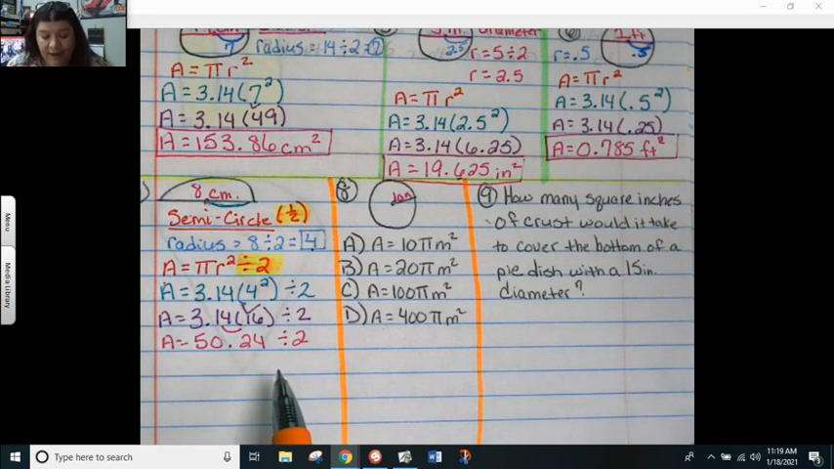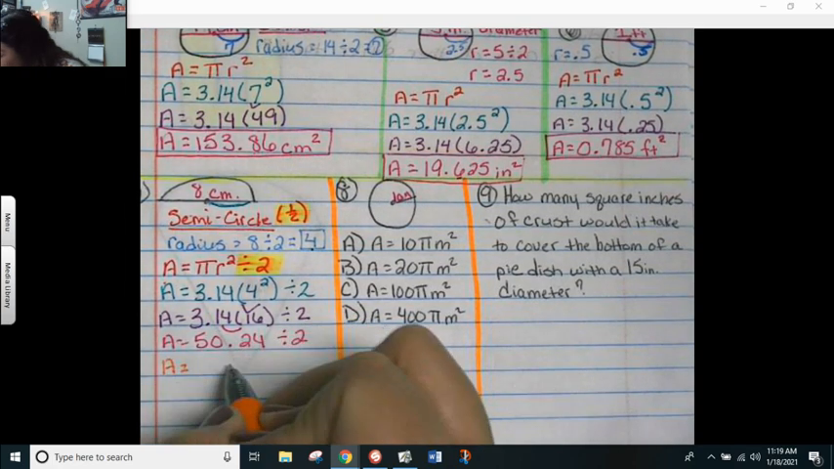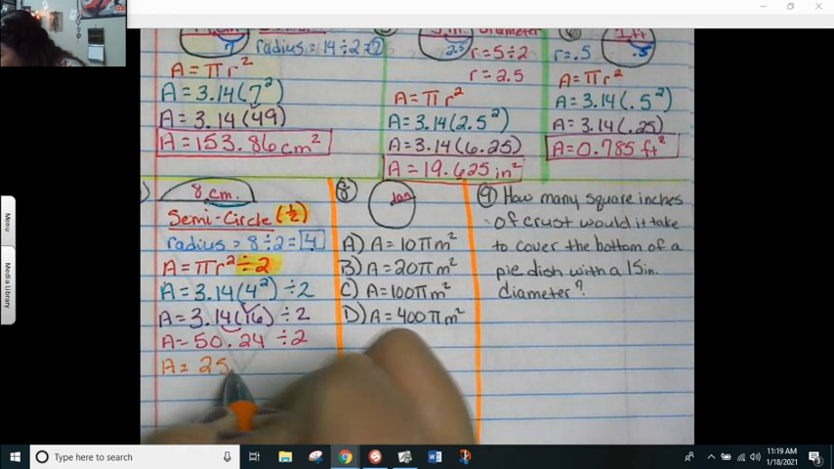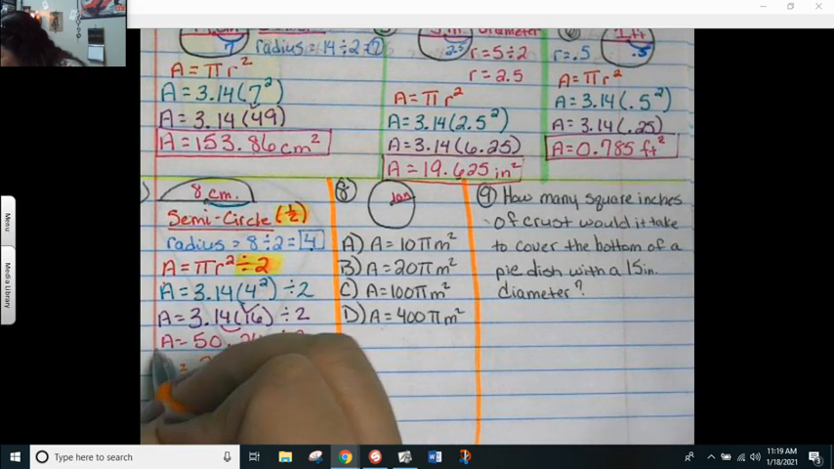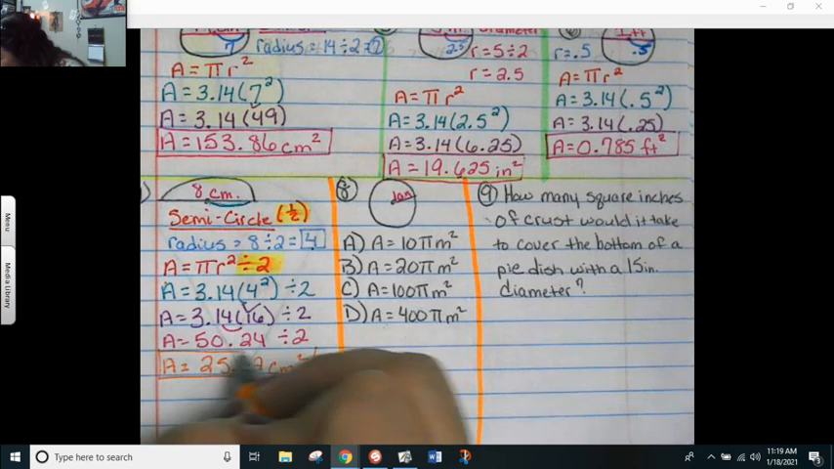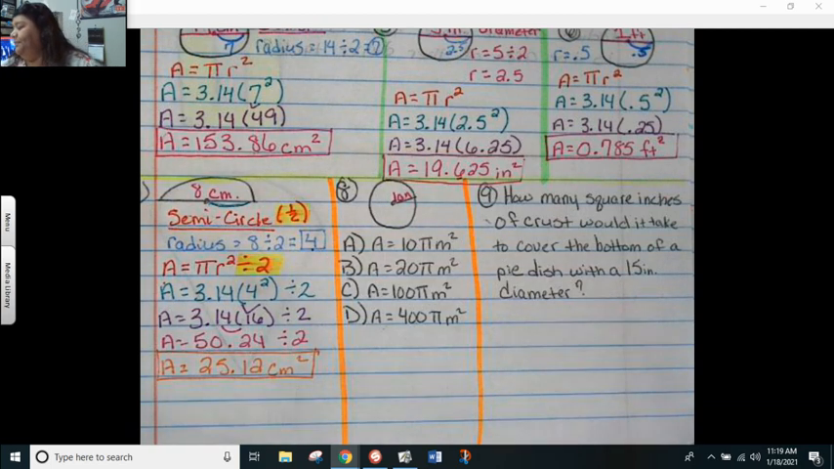So now I'm going to cut that in half. So 50 and 24/100 divided by 2 gives me 25 and 12/100. So area equals 25 and 12/100 centimeters squared. So again, we divided by 2 because this is half of the whole circle. I don't want, you know, it's just half of it. That's why I divided by 2. Okay, so your answer here is 25 and 12/100 centimeters squared.